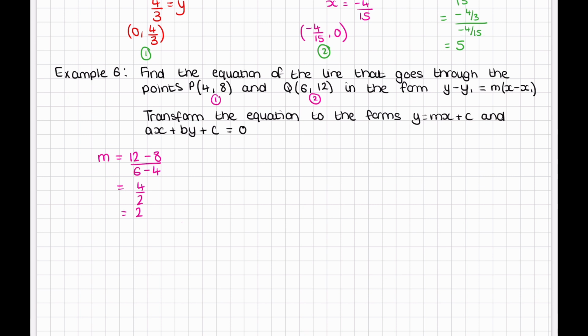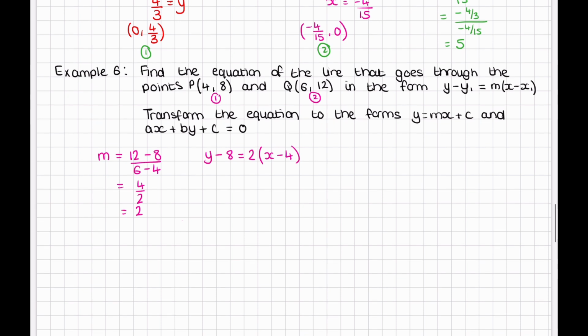Now it wants it in the form y minus y1. So y minus, once again, pick either of the points. I'll use point 1 this time. So y minus 8 equals our gradient, which is 2, and then x minus 4. So remember that 4 and 8 are our coordinates from the question.